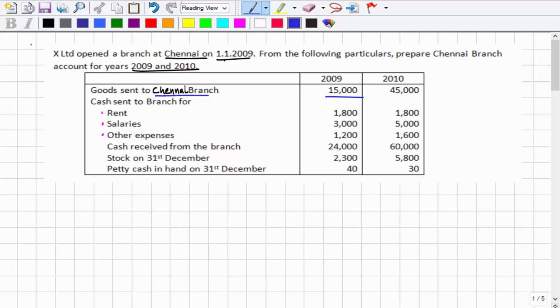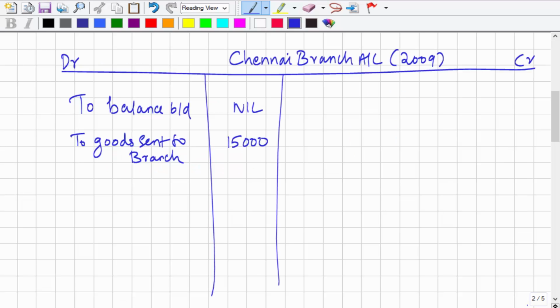Cash sent to branch for rent, salaries and other expenses are 1,800, 3,000 and 1,200. Let's capture that. The entry is going to be to cash, or to bank, we can say to cash. Basically for three items: one is rent, that is around 1,800. Then salary, that is 3,000. Then other expenses, that is 1,200. So all three put together it works out to 6,000.